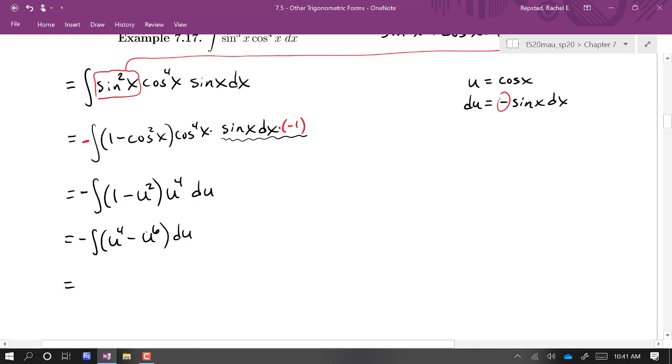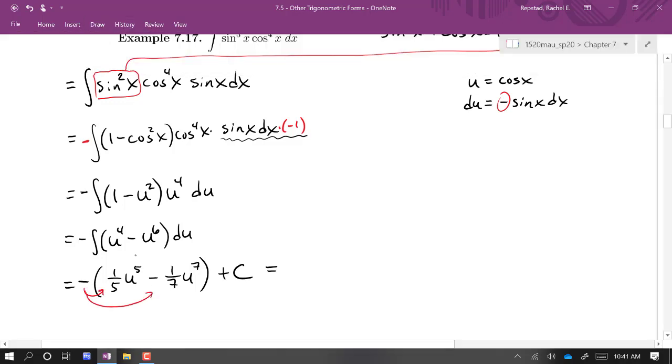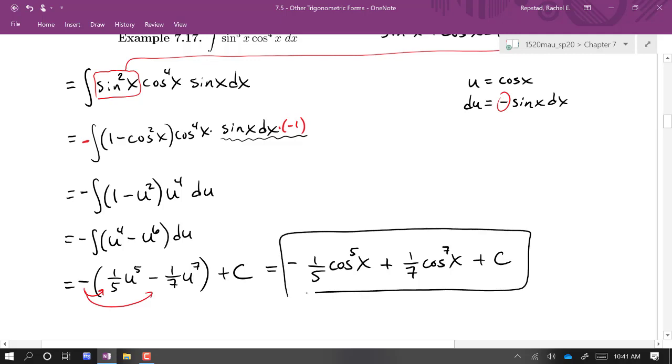So we can integrate this. This is simple to integrate because we know the power rule. I'm going to bring down the negative, and then this is 1/5 u to the fifth minus 1/7 u to the seventh plus a constant. I'm going to do two things right now. I'm going to distribute the negative, and I'm going to substitute in the cosine x for u. So I've got -1/5 cosine to the fifth of x plus 1/7 cosine to the seventh of x plus a constant. And that's the result.